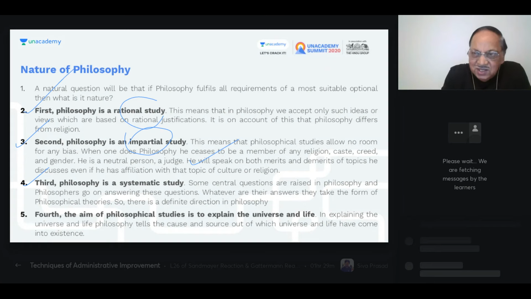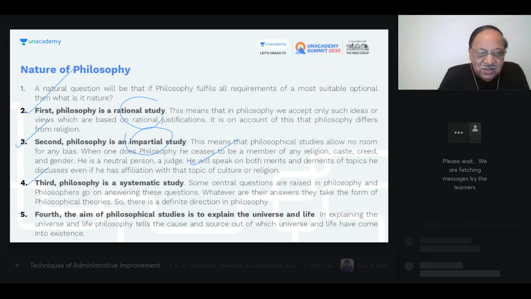Why is it a systematic study? Because there are some central questions which are fixed in philosophy, and philosophers go on answering them. Their answers take the form of philosophical theory which you are going to study. So it is not a casual study, it is not a haphazard study, it is a systematic study.